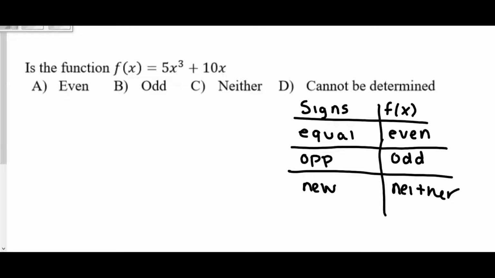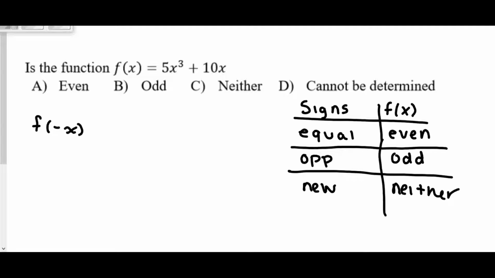When we are determining if a function is even, odd, or neither, we're going to substitute in a negative x. So everywhere we see an x, we're going to substitute in a negative x, and we're going to observe what happens to the signs. I just wrote out a little cheat sheet. If the signs stay the same or it's equal to the original function, the function's even. If the signs are all opposite than the original function, the function's odd. And if the signs are some weird mix of equal and opposite, so some stay the same, some change, then the function is neither.